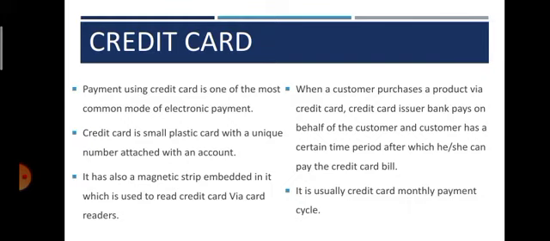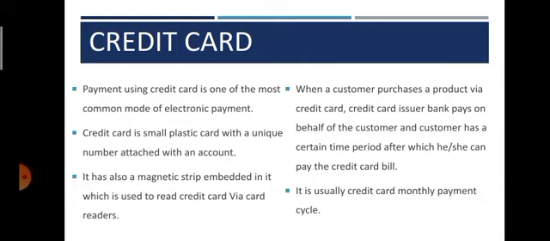Credit card is a small plastic card with a unique number attached to an account. As you might have seen with your ATM card, all of you might know what an ATM card is. An ATM card is nothing but a type of small plastic card with a unique number attached to it. When you look at a credit card, you might have noticed a 16-digit number. That 16-digit number is a unique number that is attached to your bank account. So this is what is known as a credit card.